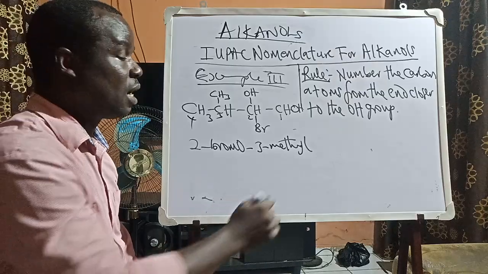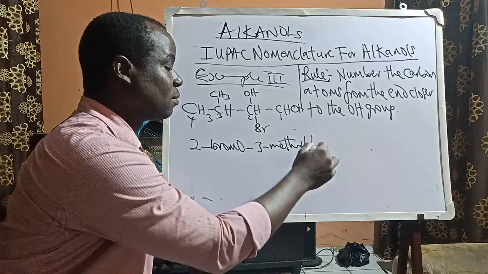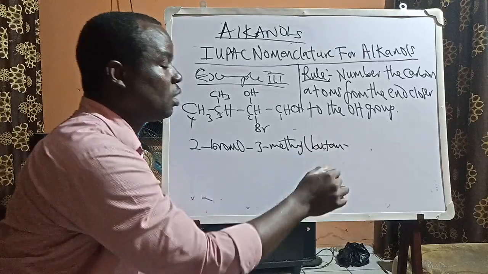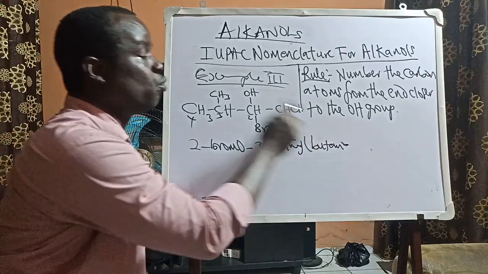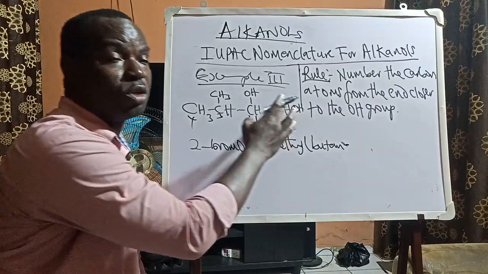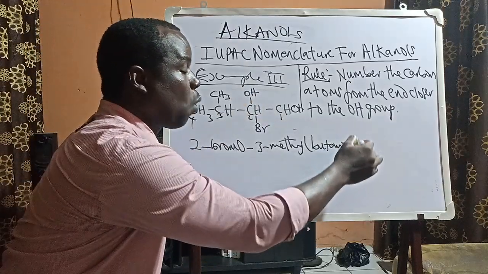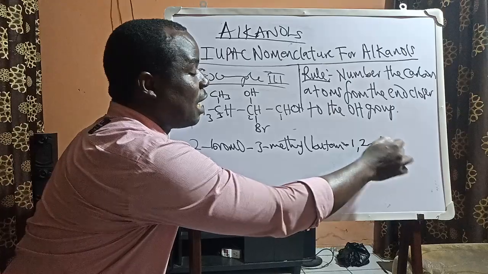Are we together? We now have 1, 2, 3, 4. I told you what the 4 means. 4 means butan. Now, I have double OH here. The first OH is on the number 1 carbon atom. The second one is on the number 2 carbon atom. So it will be 1,2-diol.